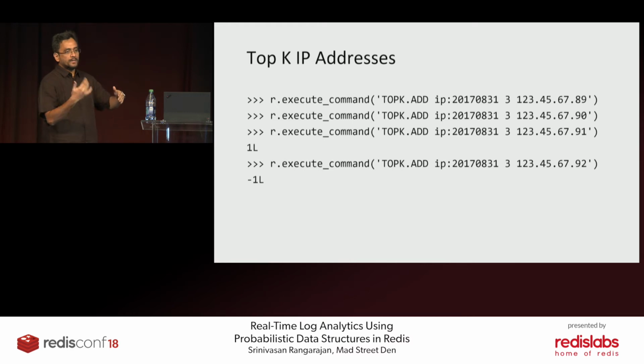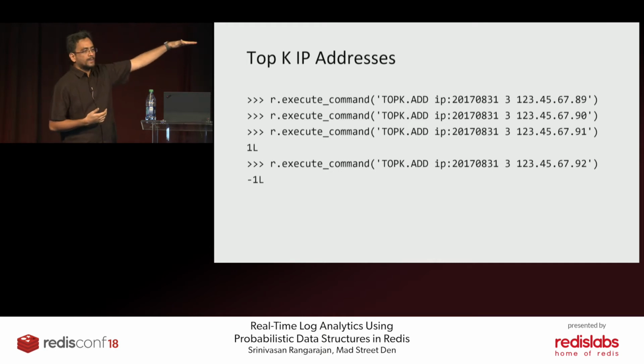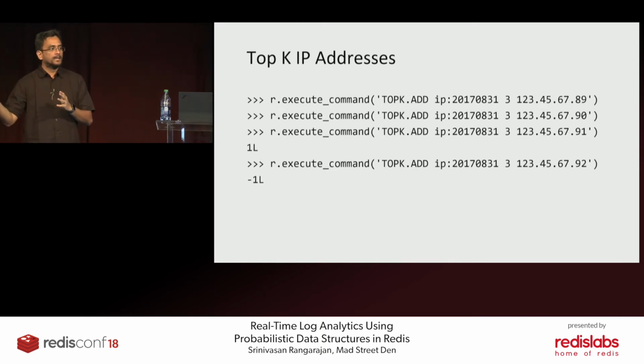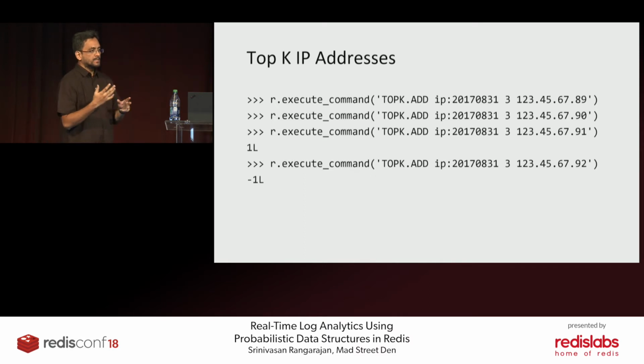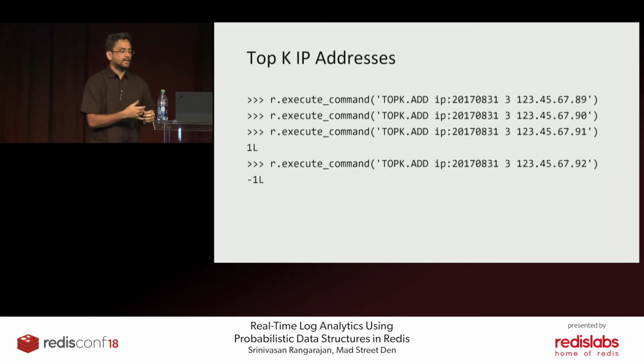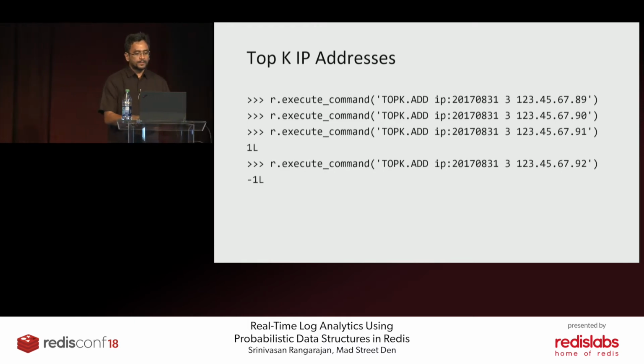I keep adding all the IP addresses as I keep getting all the log messages, right? So once the 3 elements were added, when you try to add the 4th element, it returns back a -1 saying one of the IP address was evicted from the top K set. So the way it is implemented is quite interesting, and there is a GitHub. You can check the source code, and it will be really cool way to know how it works, right?